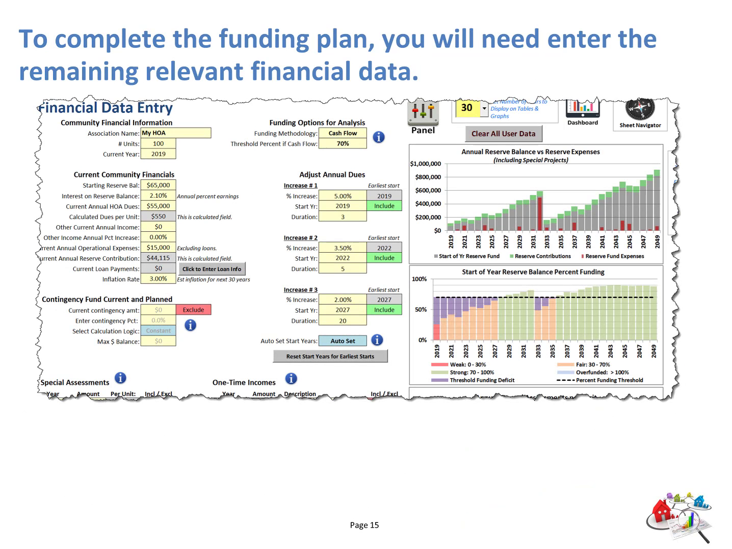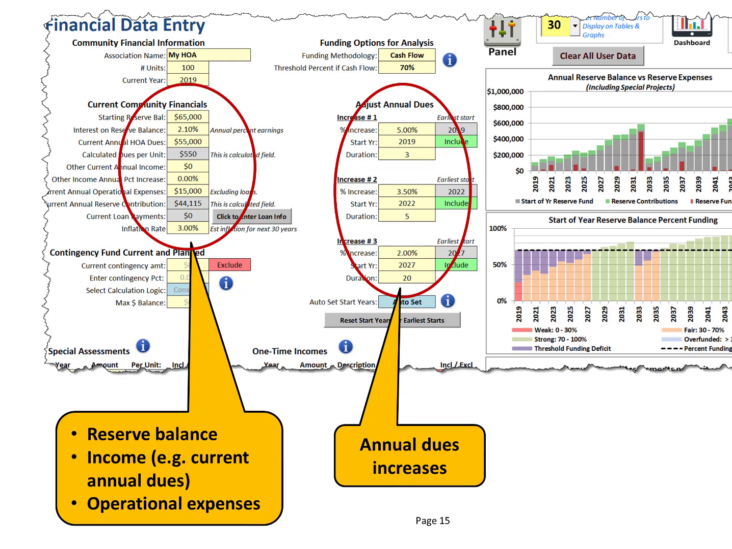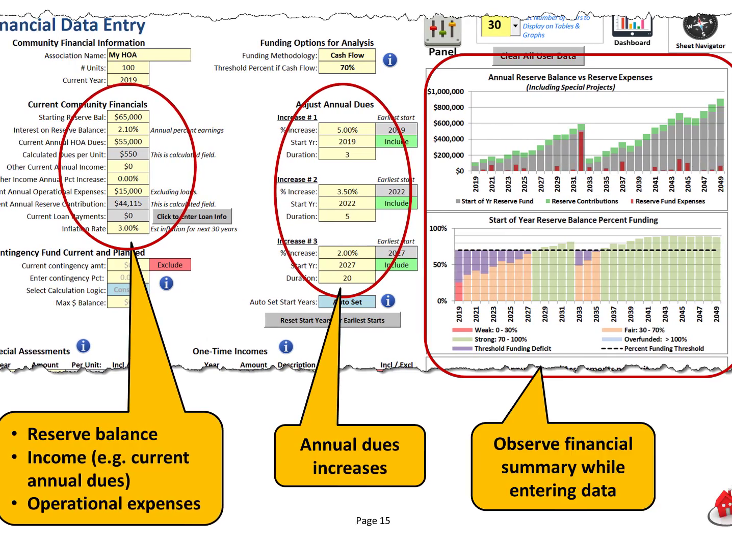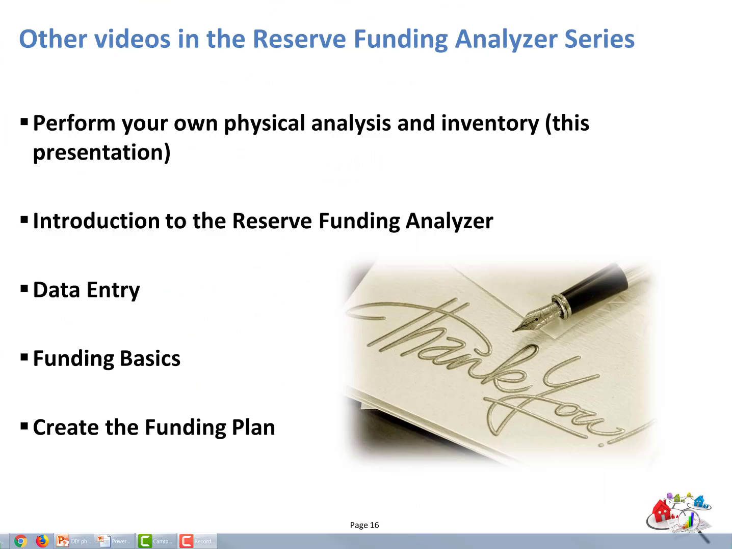Once you get that done, you can complete the funding plan by entering the remaining relevant data. That data includes the reserve balance and the income, for example, current annual dues and operational expenses. It includes what kind of annual dues increases you would anticipate having so that your income will rise to meet your expenses. And as you are entering that data, you will be able to observe the financial summary instantly while entering data. That concludes this video for the DIY of the physical analysis and inventory.